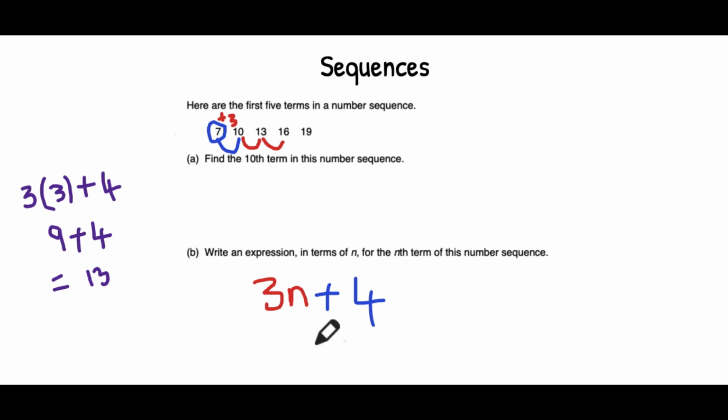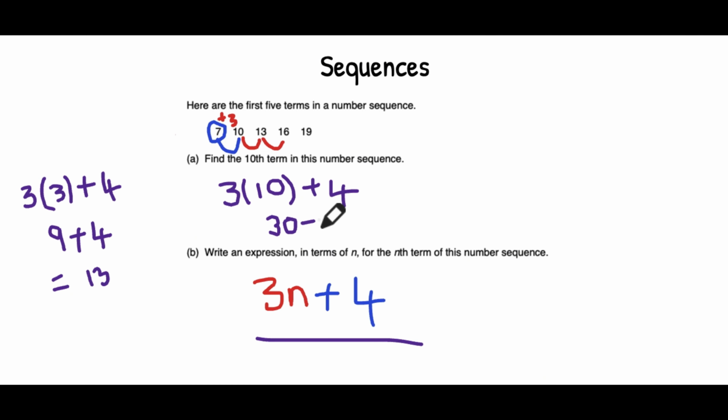Now that we have our formula, we can find any term. We can even find the 100th term. But in this case, we've been asked to find the 10th term. So we get our formula and replace the n with 10, because we're looking for the 10th term. Close bracket, plus 4. 3 times 10 is 30, and 30 plus 4 is 34.